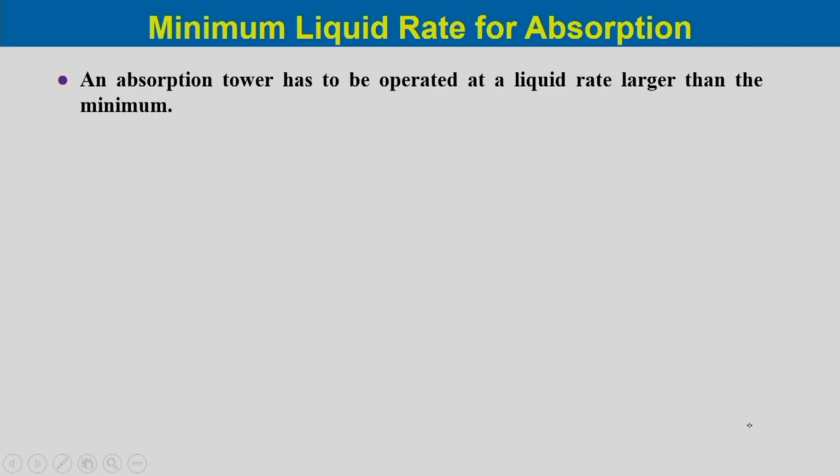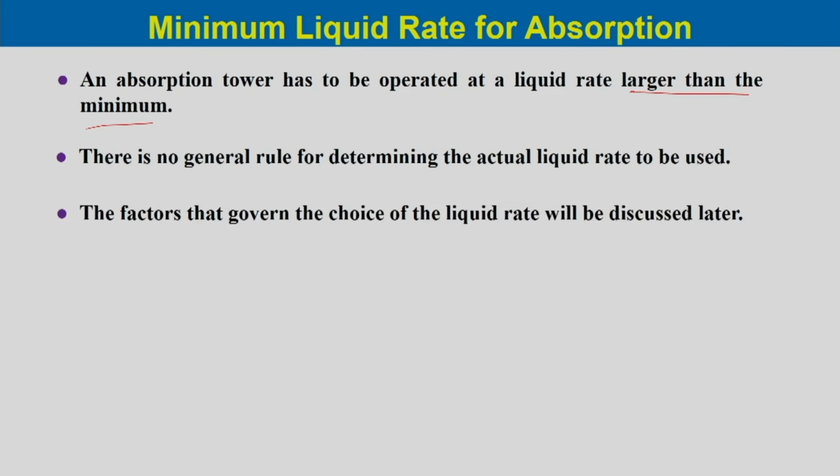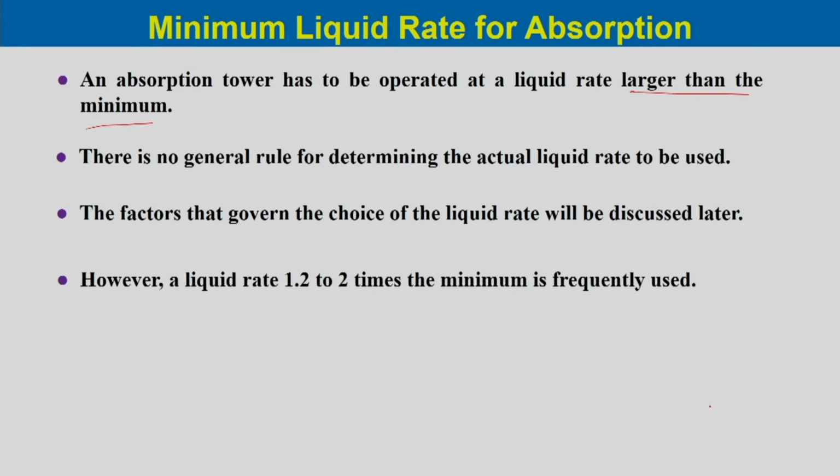An absorption tower has to be operated at a liquid rate larger than the minimum one. There is no general rule for determining the actual liquid rate to be used. The factors that govern the choice of the liquid rate will be discussed later. However, a liquid rate 1.22 times the minimum liquid rate is frequently used.